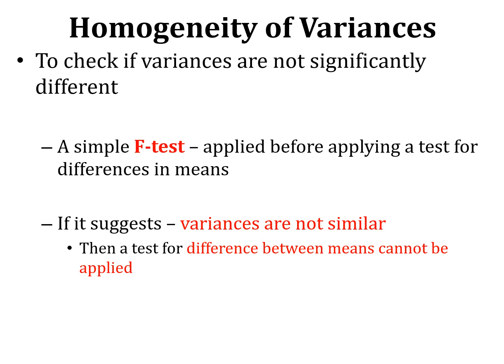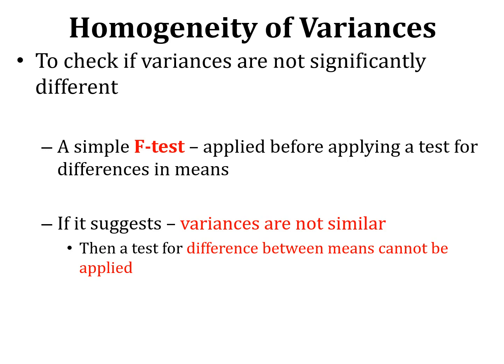So what we can do to check the homogeneity of variances, we can apply a simple test, and that test is called the F-test, and F-test is basically the comparison of variances. It is applied before applying a test for differences in mean, and if the result of this test suggests variances are not similar, then a test for difference between means cannot be applied.